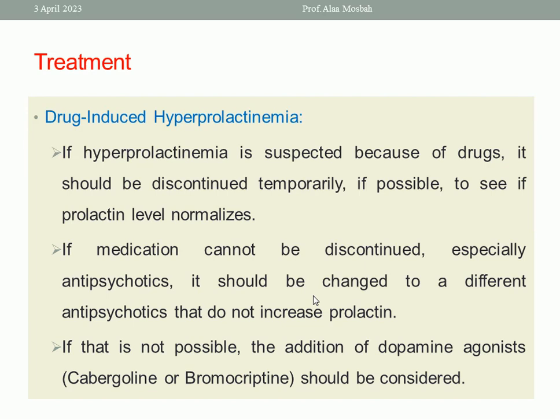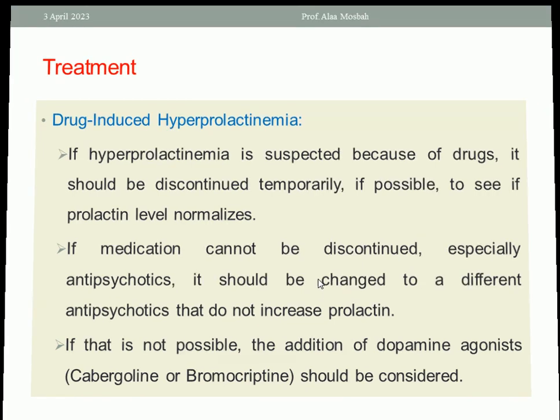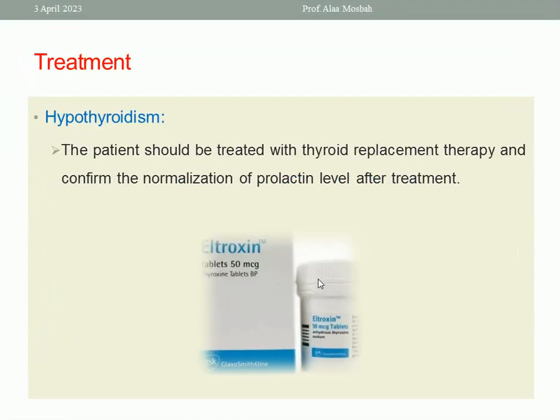If it is not possible to change the drug, the addition of dopamine agonists like cabergoline or bromocriptine should be considered. So, here I can give medical treatment by giving dopamine agonists like cabergoline or bromocriptine. Okay? So please remember the sequence of events in case of drug-induced hyperprolactinemia.